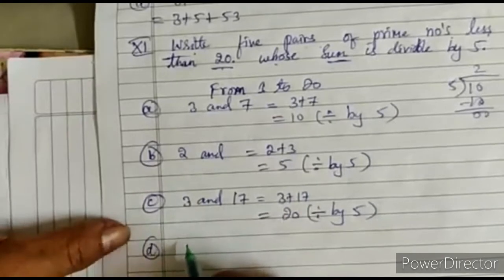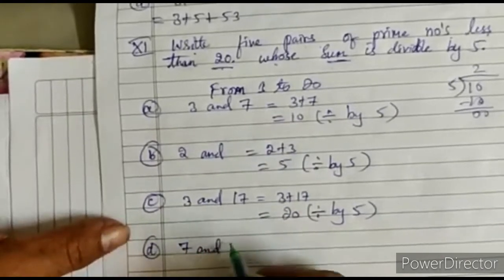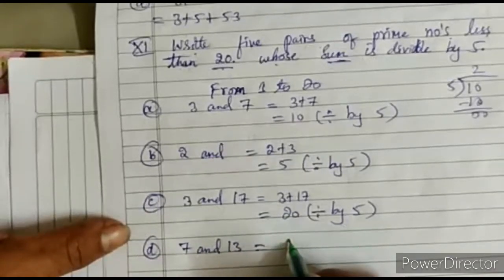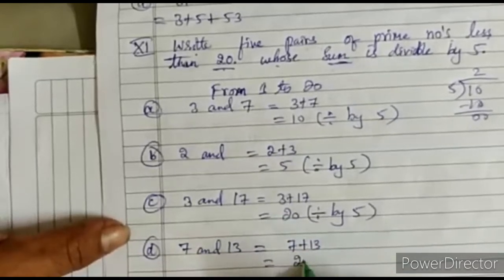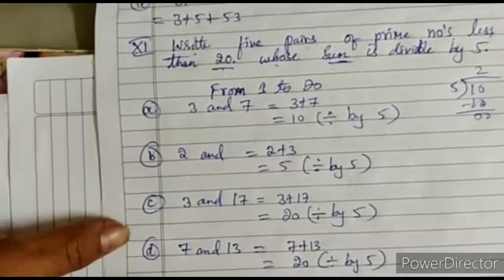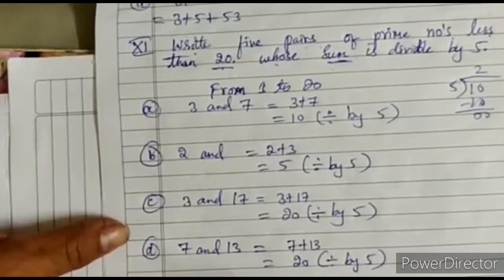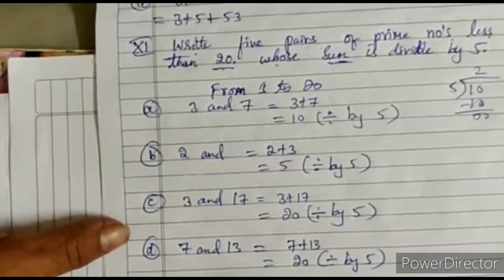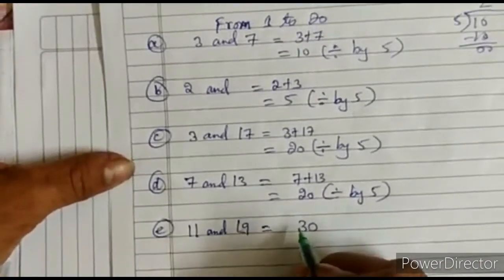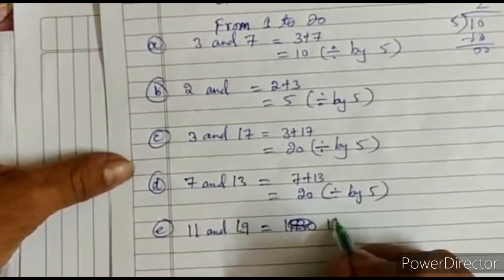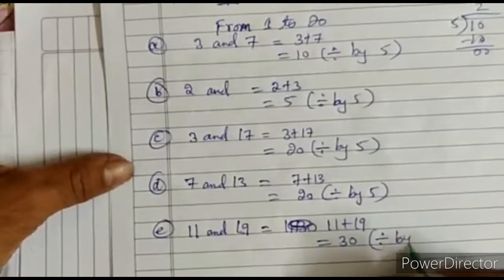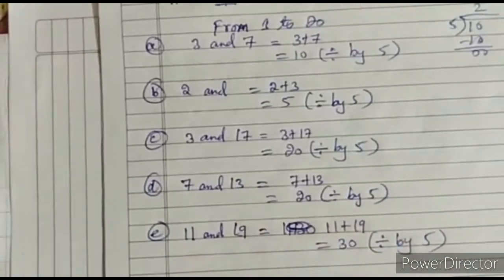Next, D1. What is D1? 7 and 13. They are both prime numbers. 7 plus 13, that is also 20, which is divisible by 5. And E1, the last one: 11 and 19. Both are prime numbers. If we add 11 plus 19, we will get 30, which is exactly divisible by 5.